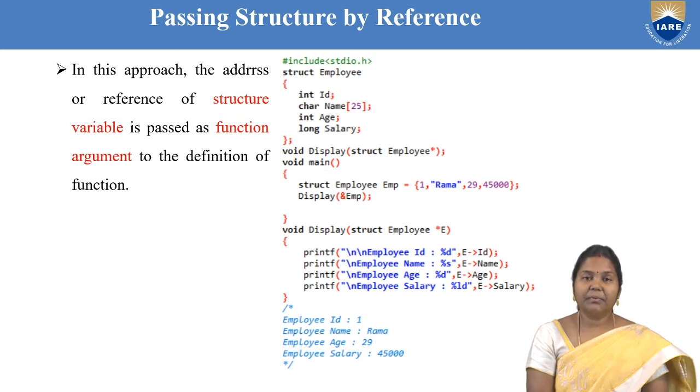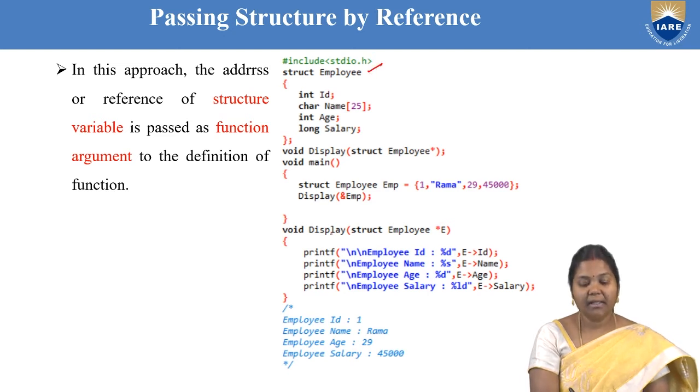So in this approach, the address of the structure variable is passed to the function during the definition of the function. Let us take the same example and try to understand. Here we have a structure called employee containing 4 members: ID, name, age and salary. These are the 4 structure members.